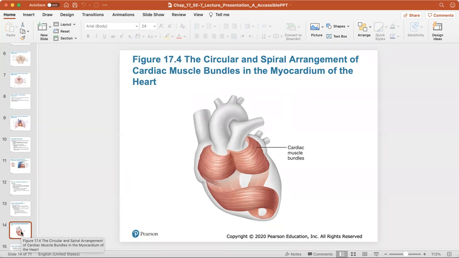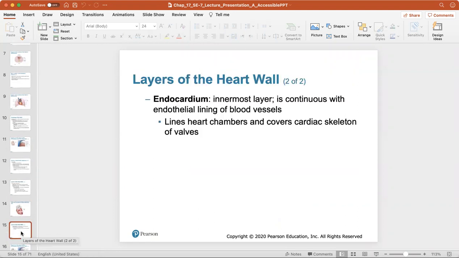in the myocardium of the heart. And again, it helps the heart to contract as a unit, and it really helps to then squeeze the chambers very efficiently to pump blood out.